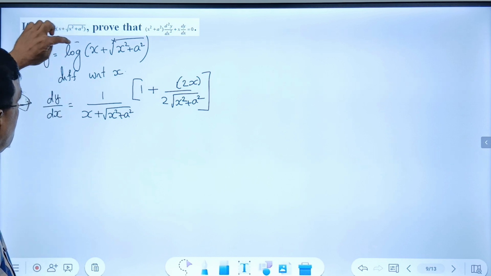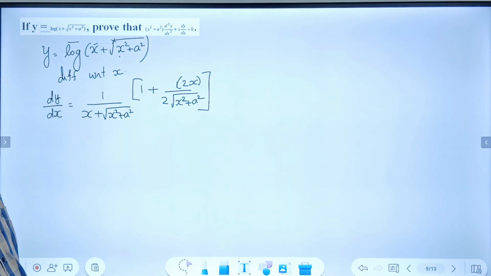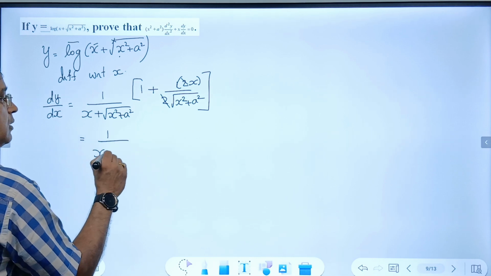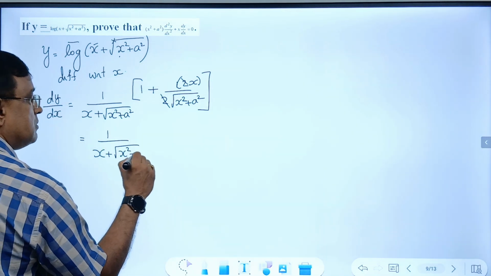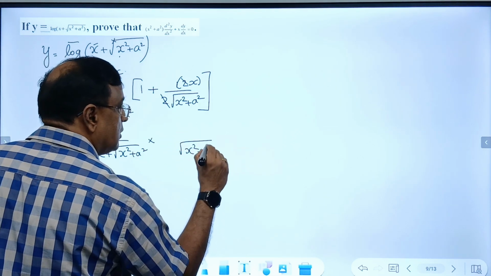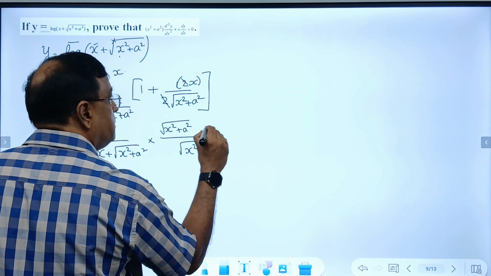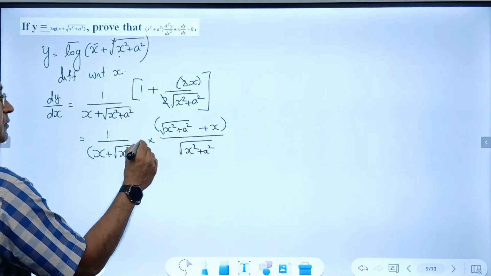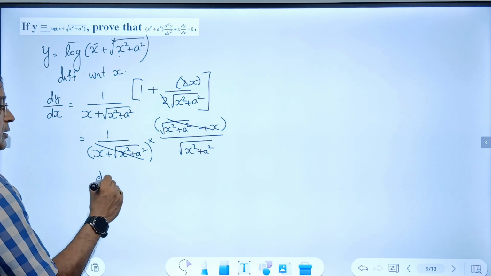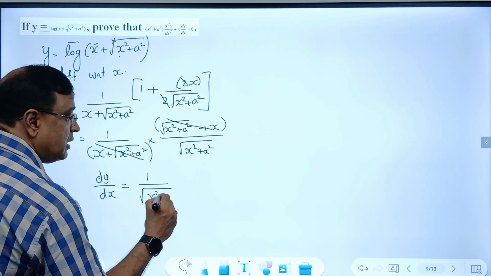So first I differentiate log, then I differentiate x, then I differentiate root, then I differentiate x square. Okay. Now 2 and 2 can be cancelled. So what are you left with? Root of x square plus a square. Now what is the LCM? The LCM is root of x square plus a square. So what do I get? I get root of x square plus a square plus x, correct? Now this is exactly same, so they get cancelled. So what is my dy by dx? My dy by dx will be 1 by root of x square plus a square.